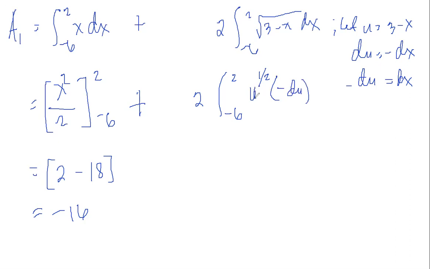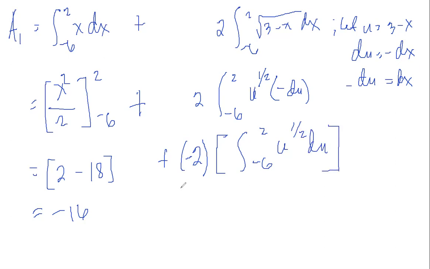Because we're now using u instead of x. So let's integrate this, okay? So this becomes negative 2 because of this, all right? So this becomes negative 6 to u raised to 1 half du, okay? So this becomes negative 2, and let's integrate.